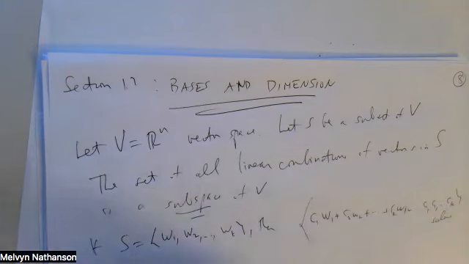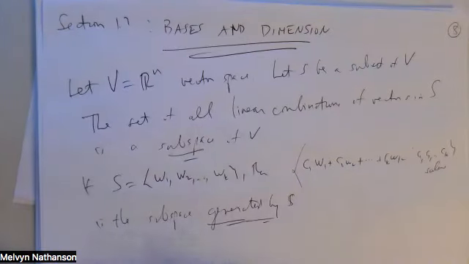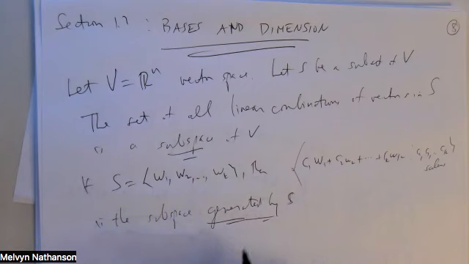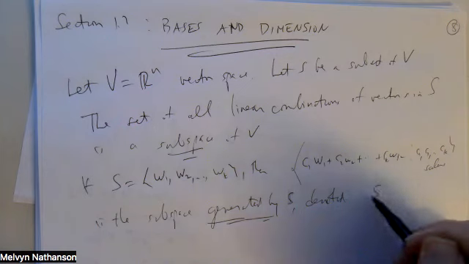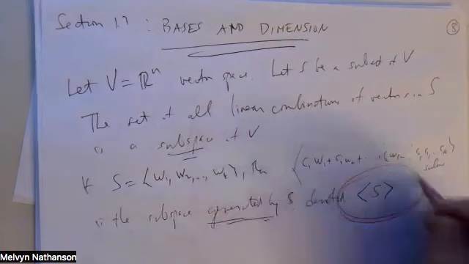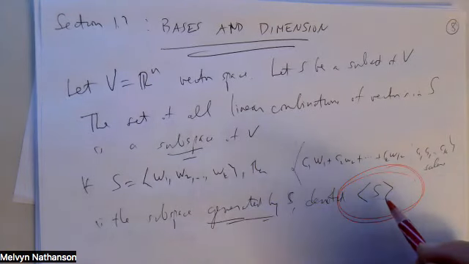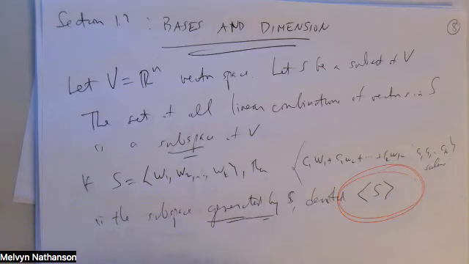We call this the subspace generated by S. It's the smallest subspace of the vector space V that contains S. And it's often denoted by S with angular brackets around it. So that is the notation for the subspace of the vector space generated by a set S of vectors.